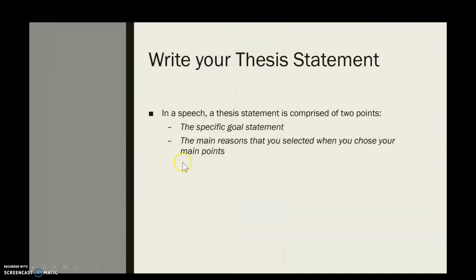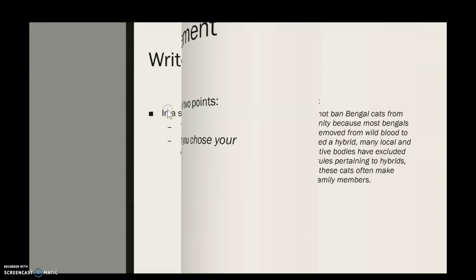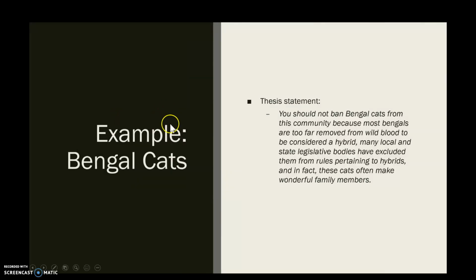Then you'll write your thesis statement. So in a speech, a thesis statement is comprised of two points: the specific goal statement and the main reasons that you selected when you chose your main points. So going back to the example with Bengal cats, the thesis statement might be: you should not ban Bengal cats from this community because most Bengals are too far removed from wild blood to be considered a hybrid. Many local and state legislative bodies have excluded them from rules pertaining to hybrids. And in fact, these cats can make wonderful family members.